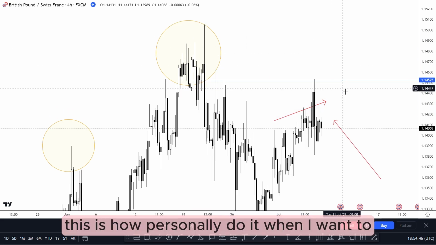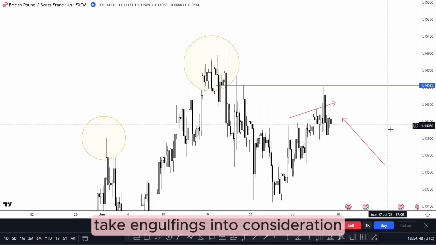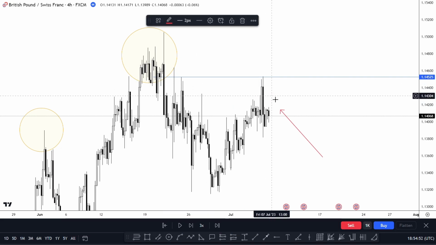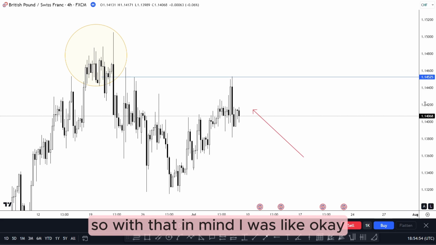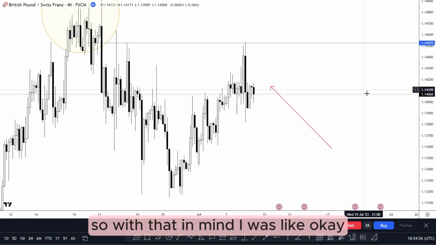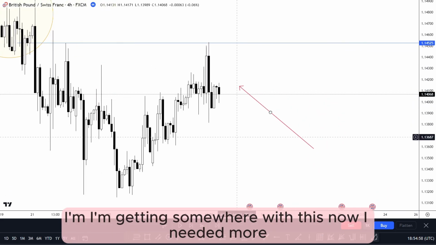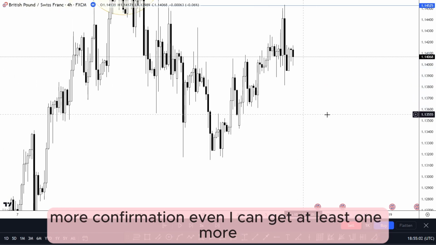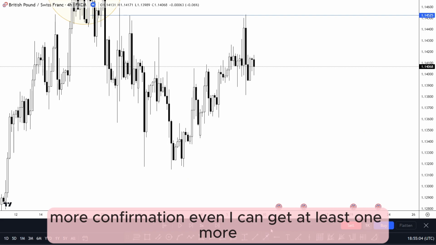This is how I personally do it when I want to take engulfers into consideration. So this is another thing to put into consideration. With that in mind, I was like, okay, I'm getting somewhere with this. Now I needed more confirmation. If I can get at least one more, I'll be cool.